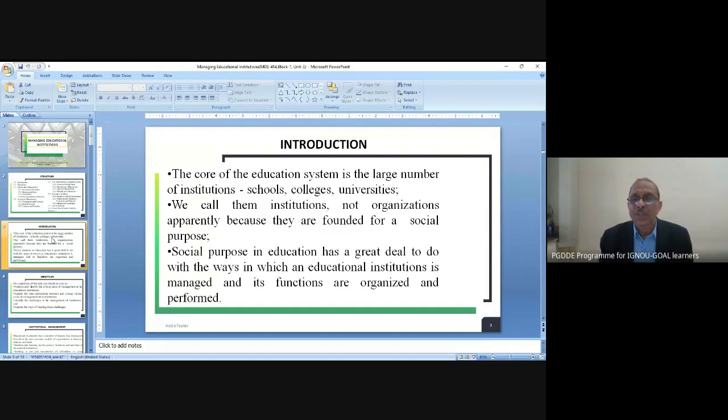Social purpose in education has a great deal to do with managed functions organized. The moment the business organization has profit as a motto, the social purpose organization's motto is not a business. The motto is to spread the message. That is the basic difference to achieve the purpose. Okay, that's the basic difference.